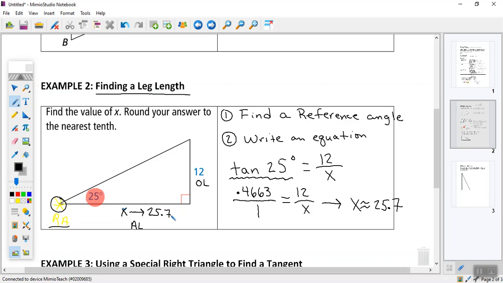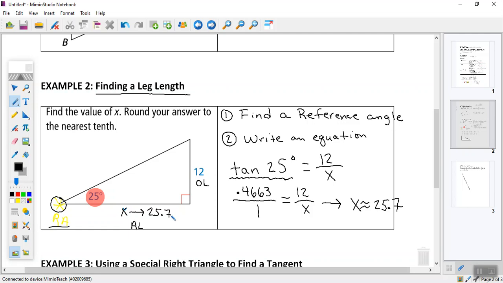Guys, cross multiplying and dividing, what did you get for an answer to the nearest tenth? 16.1046. One more time? 16.1046. So about 16.1? I love it. How many had about 16.1? Okay. Reference your angle, write your equation, change your trigonometric function into a decimal, cross multiply, divide. That's all you really need to do when you're solving for a side.